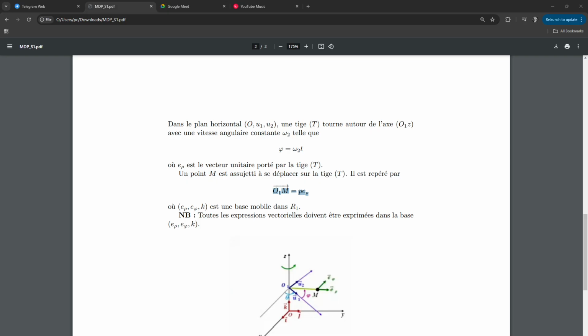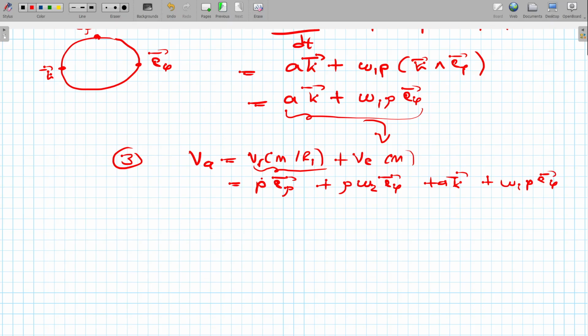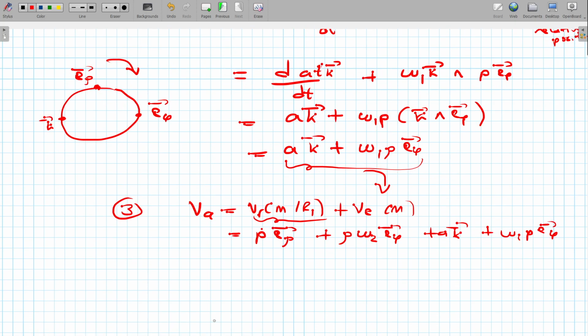Bien. Let's look at what the other question is saying. Let's go back to the browser. The fourth question is saying déterminer le vecteur accélération relative. Now this one is also easy, because if you want to find the relative acceleration, all you have to do is to find the derivative of the relative velocity.